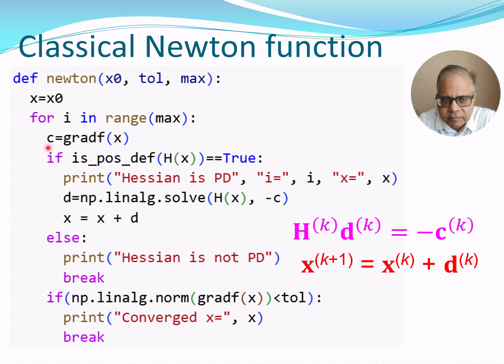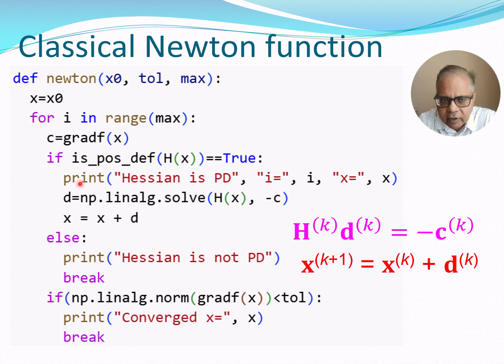I put the gradient vector in C, and I check for the H matrix being positive definite. So H at X, it should be positive definite. If it's true, I print that H is positive definite. I print the current value of I and I print X here. Now what I do is I use this particular solver which is built into NumPy to essentially solve the system HD is minus C. So it's going to take H and C and it's going to return to me D. So I have to put H here, I have to put minus C here, and I get the solution out here. Then I simply write X is X plus D, which is this expression xk plus 1 is xk plus dk.